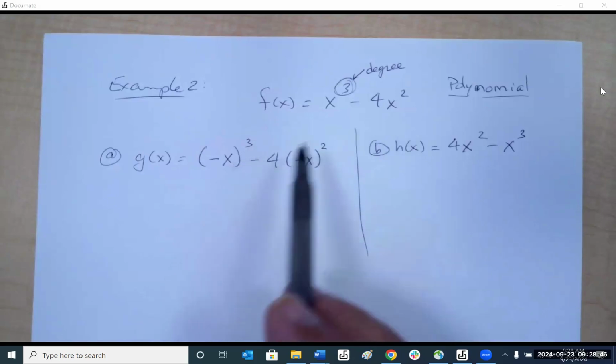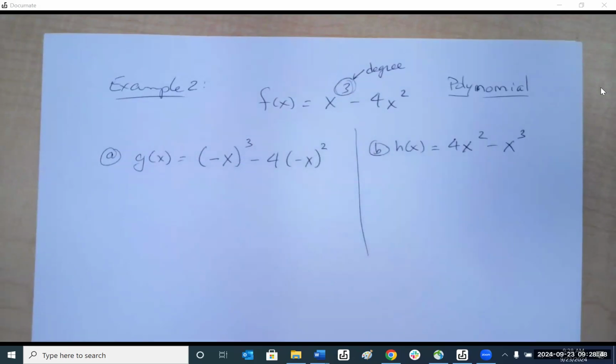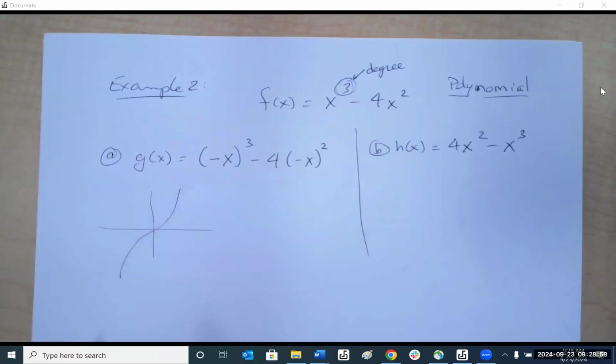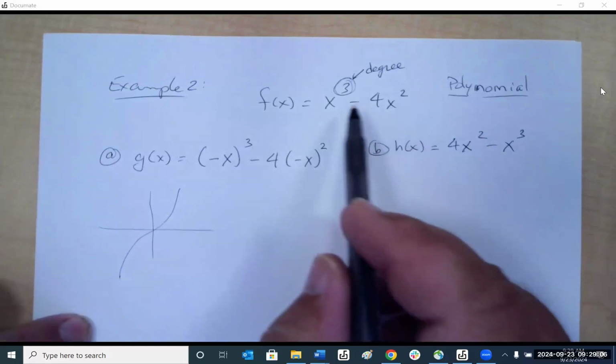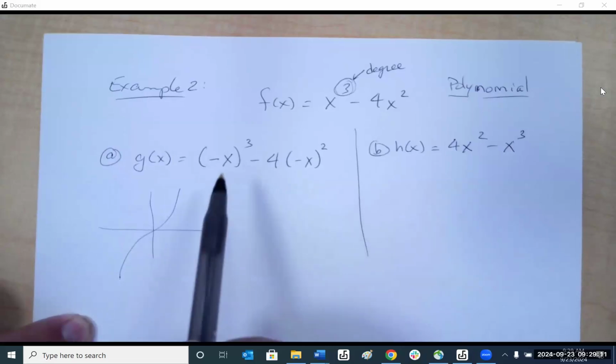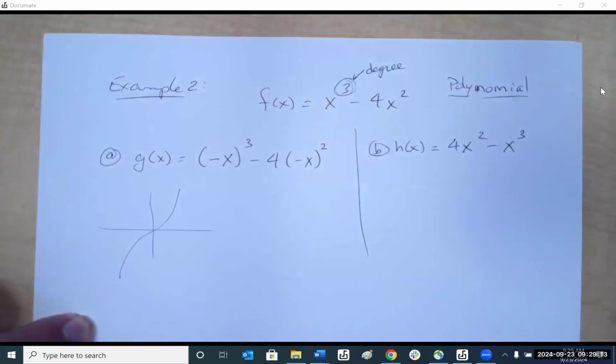So in this case, what does the x cubed function look like? It's going up. That's the cube function. So that's the original function. What does this one do? How do we change from this one to this one?